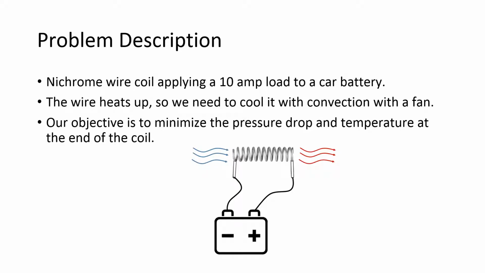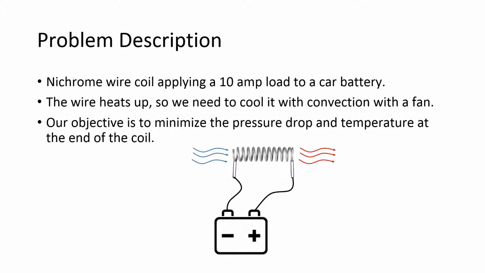For our project we decided to do a heat transfer problem. Our model consists of a tightly wound nichrome wire coil that supplies a 10 amp load to a car battery. Since there is resistance in the wire, the coil will begin to heat up. To stop the wire from getting too hot, it will be cooled by convection through the use of a fan.